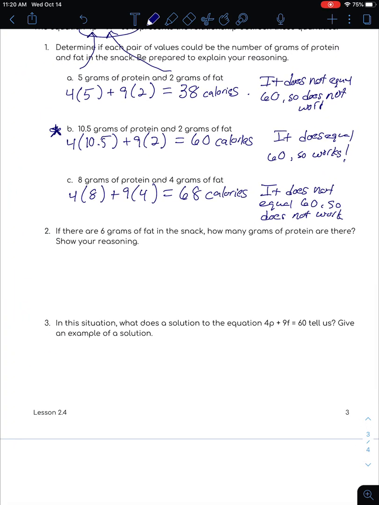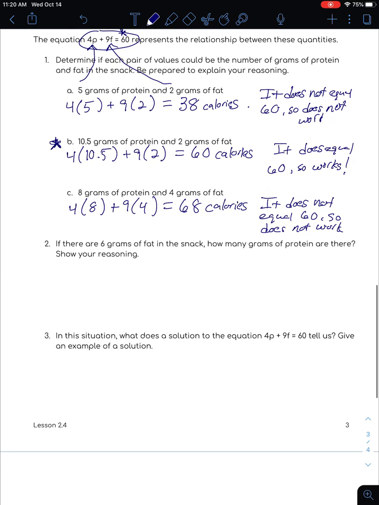Okay, so number 2 now says, if there are 6 grams of fat in the snack, how many grams of protein are there? Show your reasoning. So in this case, we're given one variable, and we're going to have to figure out what the other one is. So recall that what we have here is an equation, 4P plus 9F equals 60. This time, you're given 6 grams of fat, but not the grams of protein. So let's put that in and see what we get. So 4P plus 9 times 6 equals 60.